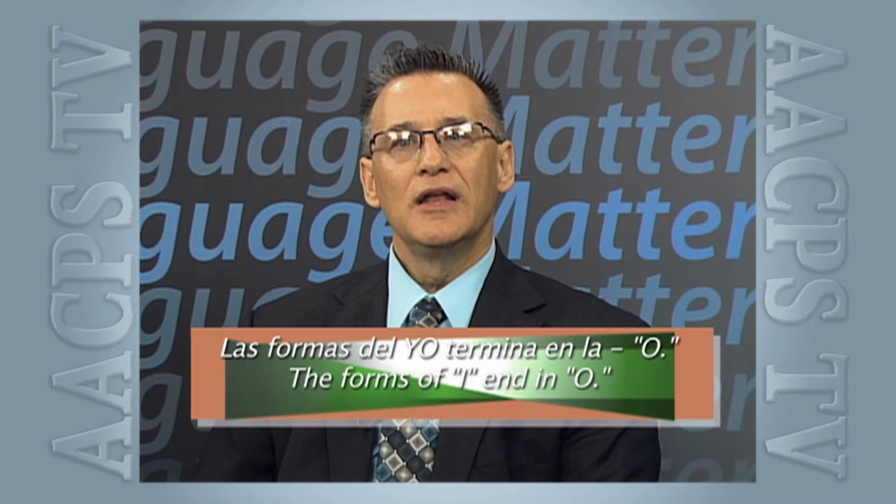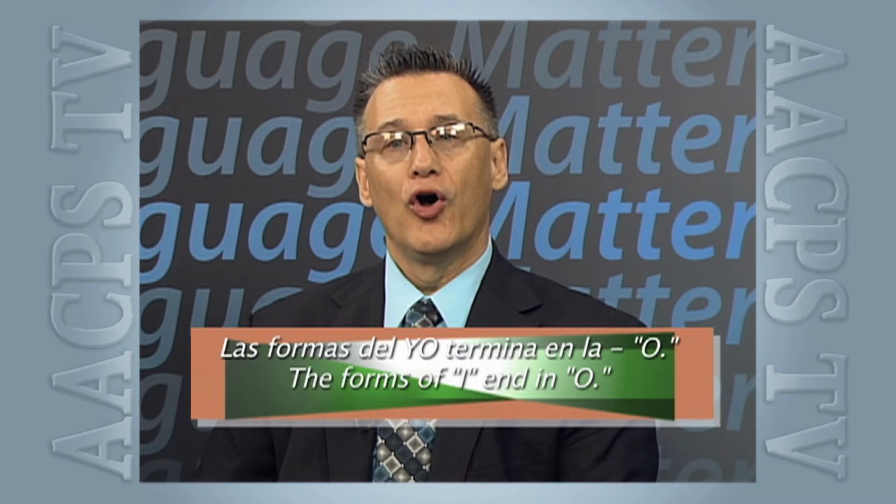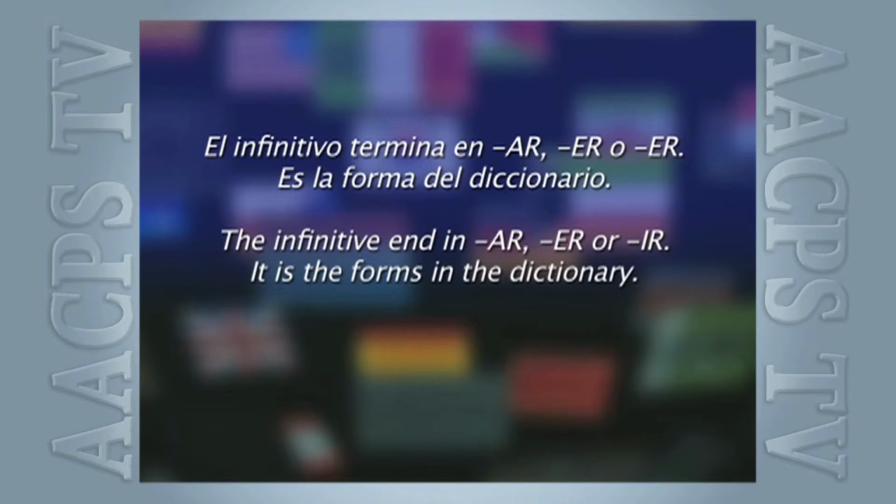In a previous episode, we taught you how to talk about yourself using the yo and usted form of verbs. Today, we'll review both forms of verbs useful for communication. Here's a rule of thumb. Las formas del yo terminan en la O. El infinitivo termina en AR, ER o IR. Es la forma del diccionario.